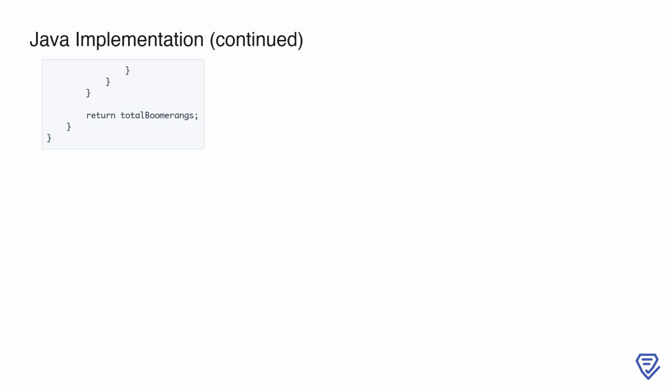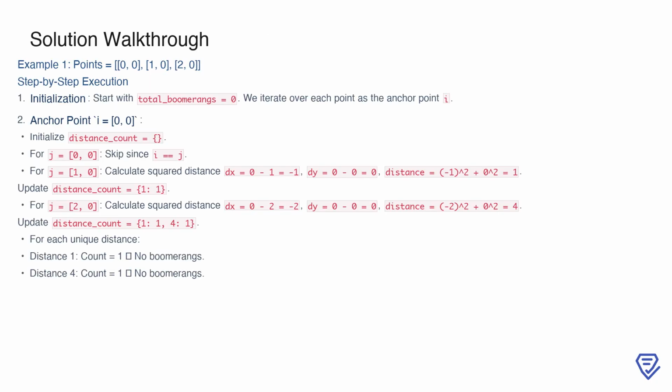To solve the problem, we start with the first example where the points are (0, 0), (1, 0), (2, 0). First, we initialize a variable total_boomerangs to 0, which will store the total count of boomerangs. We then iterate over each point, treating it as the anchor point i.